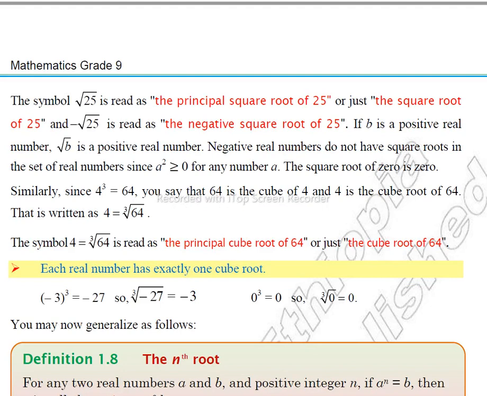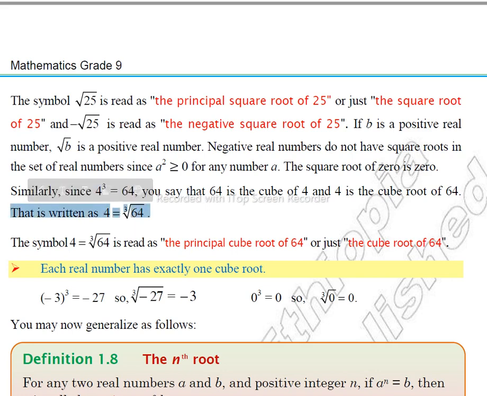The square root of 0 is 0. Similarly, for the cube root, 4 to the power of 3 gives us 64. You say that 4 is the cube root of 64. This is written like this.